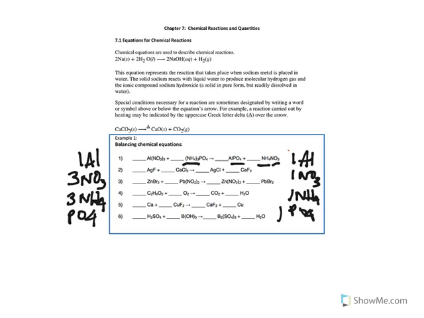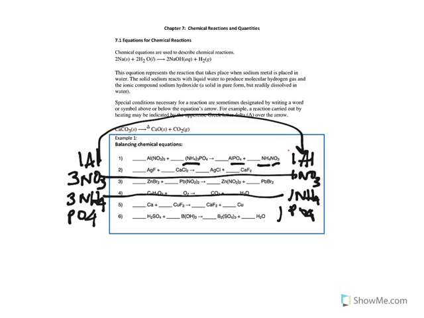Now you will notice that when I wrote on the left and the right, I kept them in the same order, so I can see that I have 1 aluminum on the left, 1 aluminum on the right. 3 NO3s on the left, 1 on the right. 3 NH4s on the left, 1 on the right. 1 PO4 on the left, 1 on the right. If you write the ones on the right in a different order than you wrote the ones on the left, you could find yourself confused. Okay? So it is best to always write them in the same order.